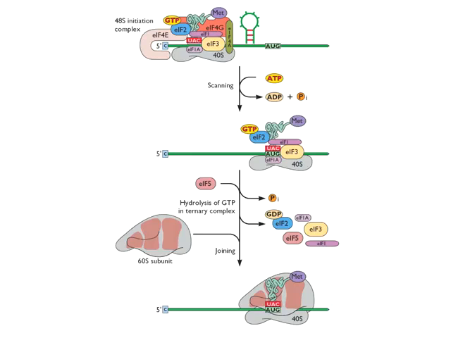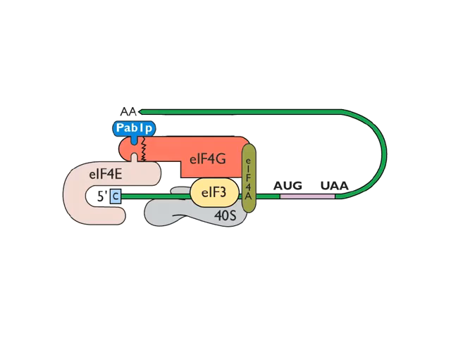We have a met tRNA sitting in the P site of the ribosome, and now we can put a new amino acid in the A site.